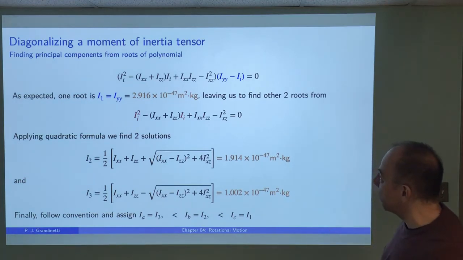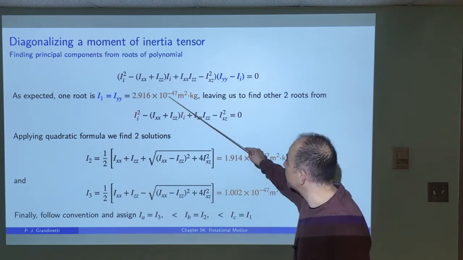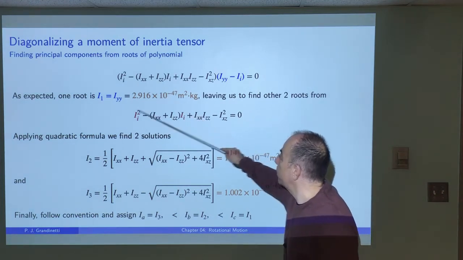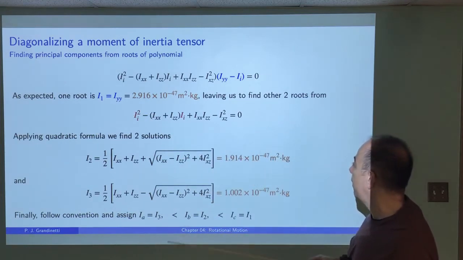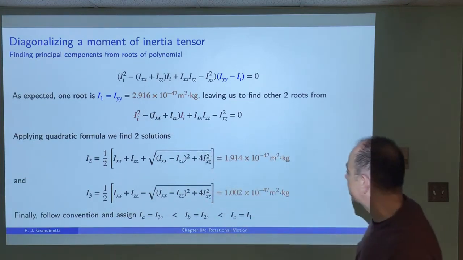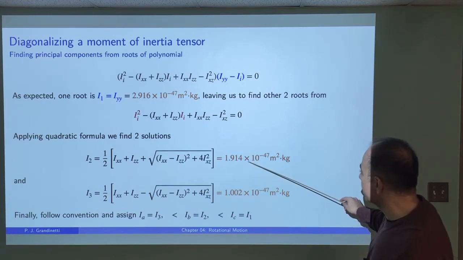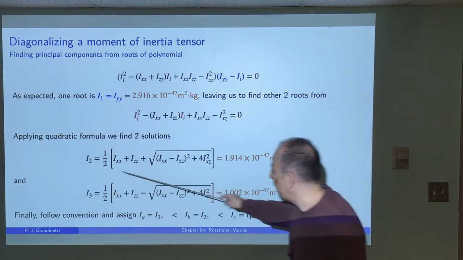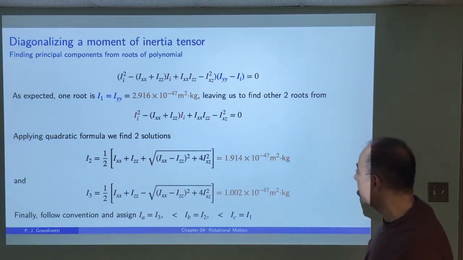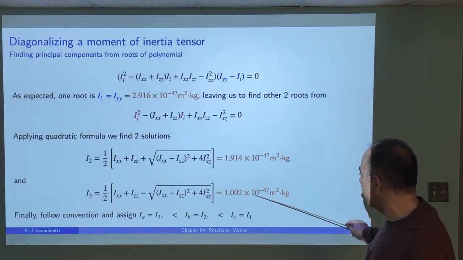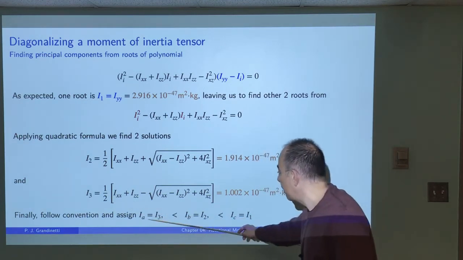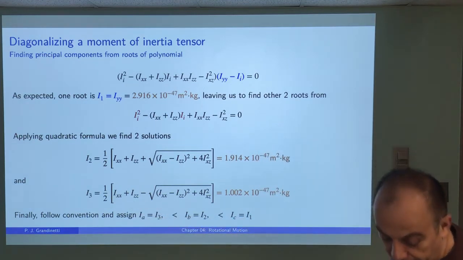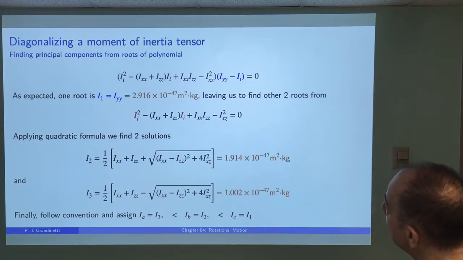And remember, the largest one is going to be the C direction. So you see here the largest one, which was originally along IYY, which we're defining as the first one, we found is going to be the C direction. The next biggest one is this 1.914, so I2 now we're going to define as the B direction. And then the last one, the smallest one, is 1.002, so that's I3, which we'll define as being along the A direction. Okay, so that's it for getting the principal component values.